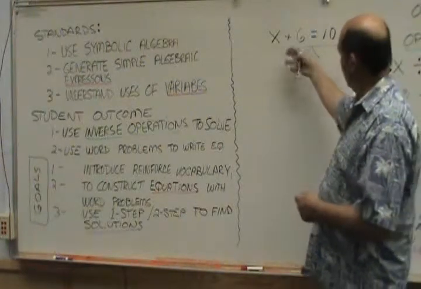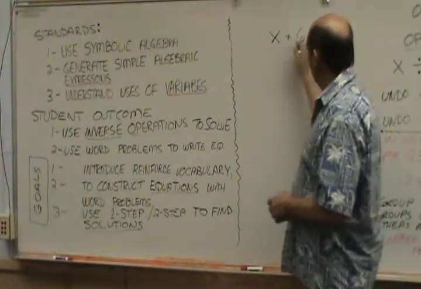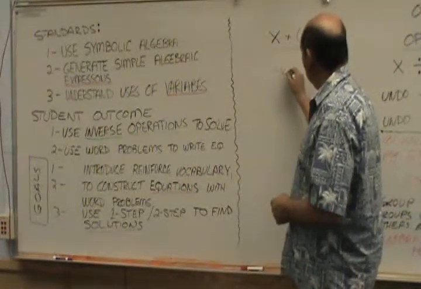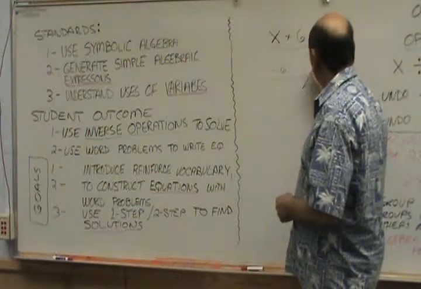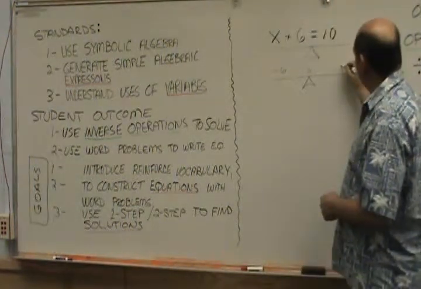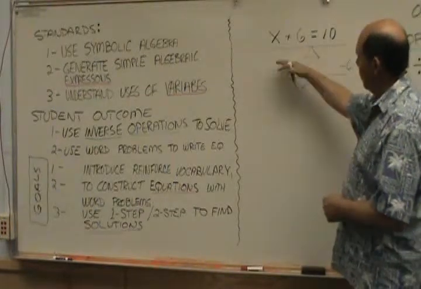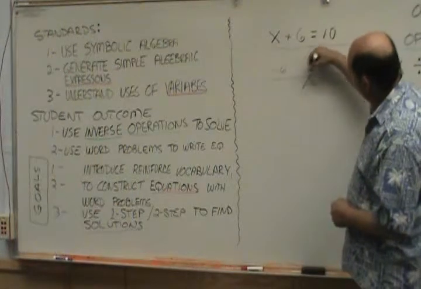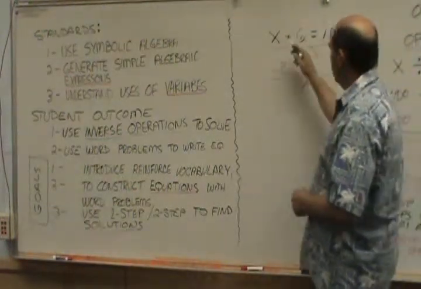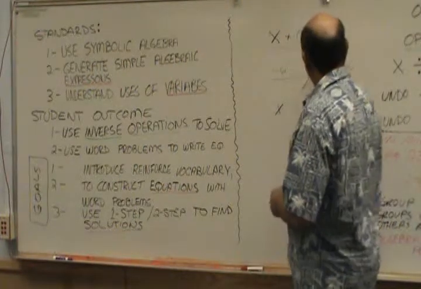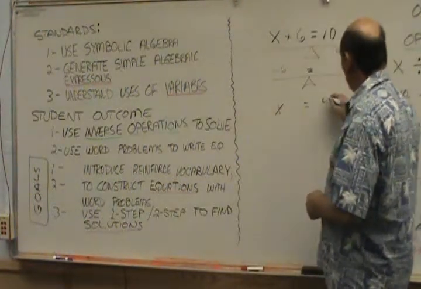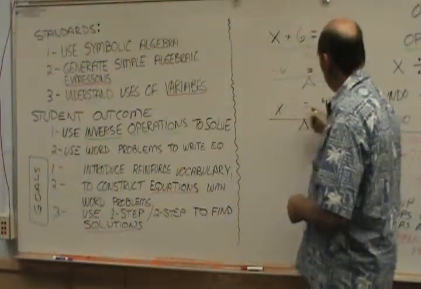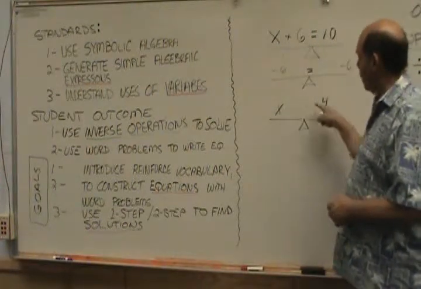Okay, to show this, we're going to work this out. If I subtract 6 on this side of the seesaw, then I have to subtract 6 on this side. Whatever I do here, I have to do here. So just so you understand what's going on with the equation, each side has to be equal. Then I'm going to get x by itself, and this is going to equal 4. So x equals 4.